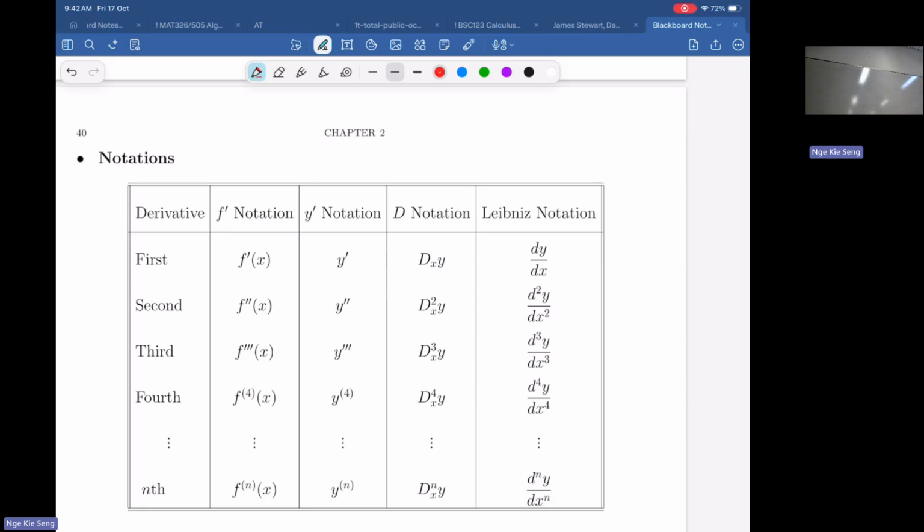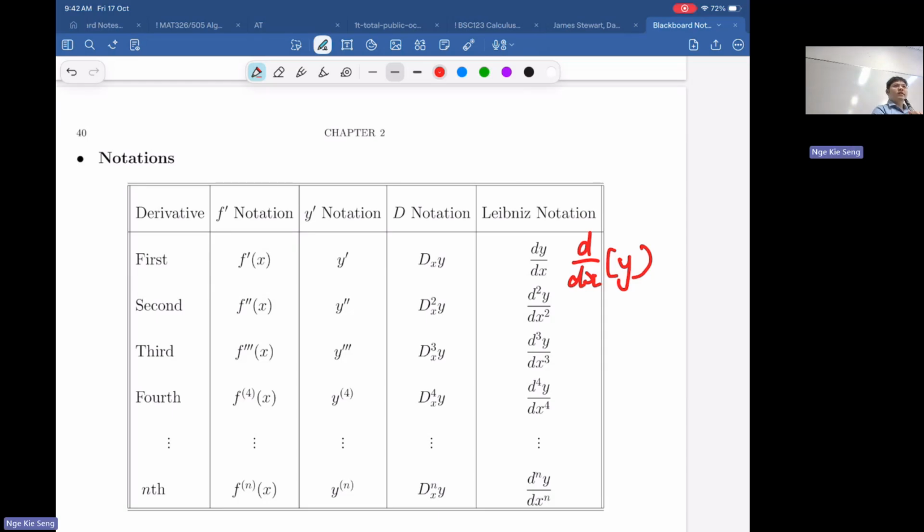This actually suggests that d over dx is really not a fraction. If it were a fraction, I could cancel the d. So this notation actually suggests that dy/dx is not exactly a fraction. You should really think of this notation as d over dx acting on some function. This is the proper way to write it, so that you don't confuse yourself.